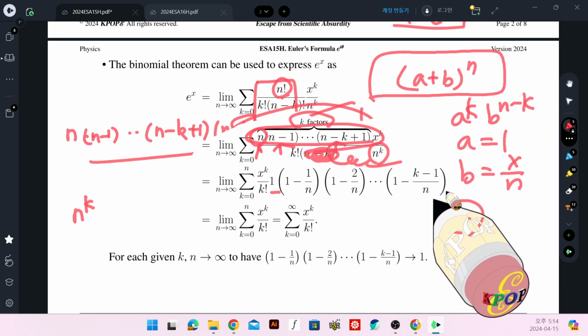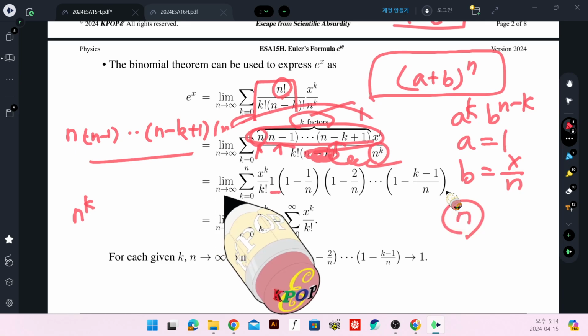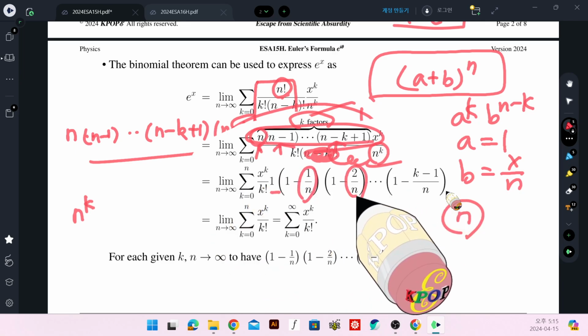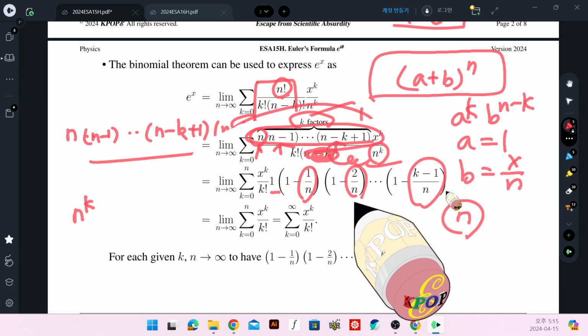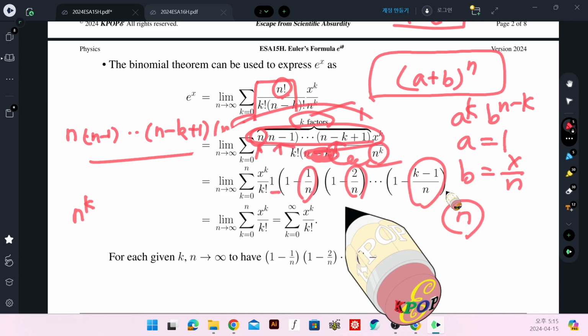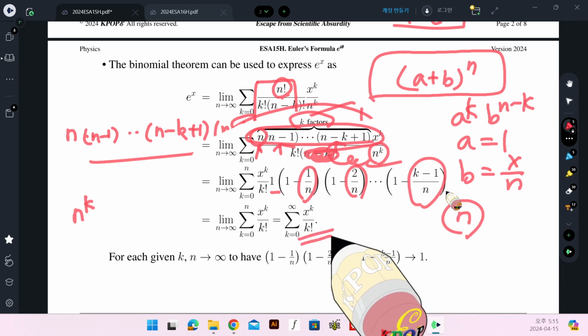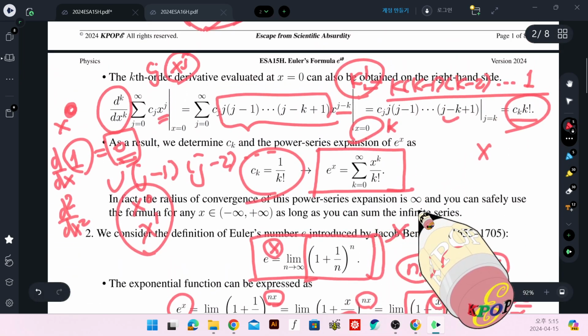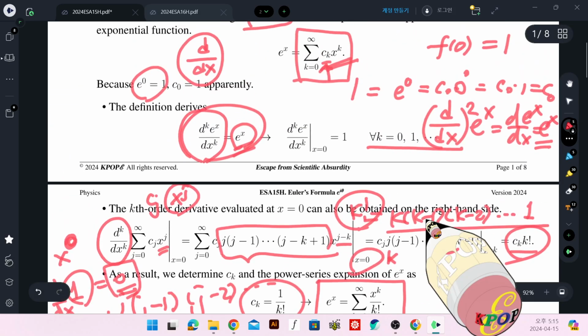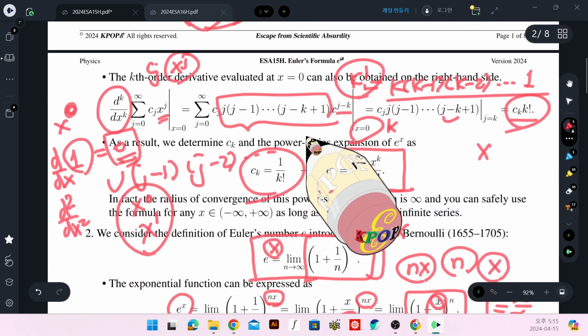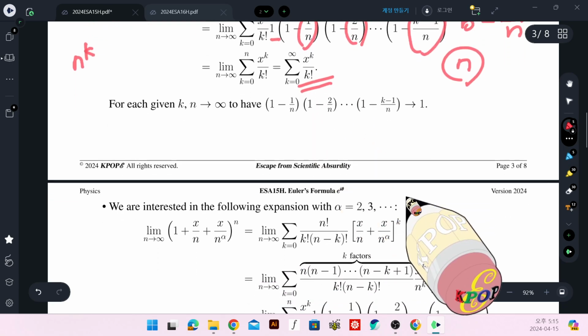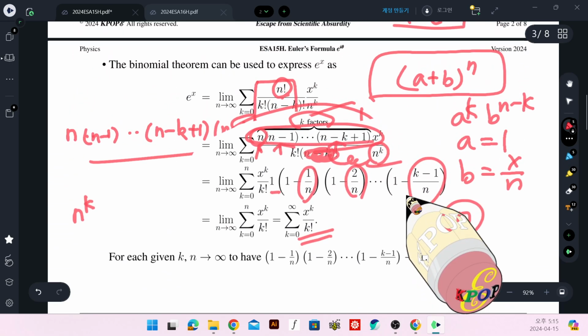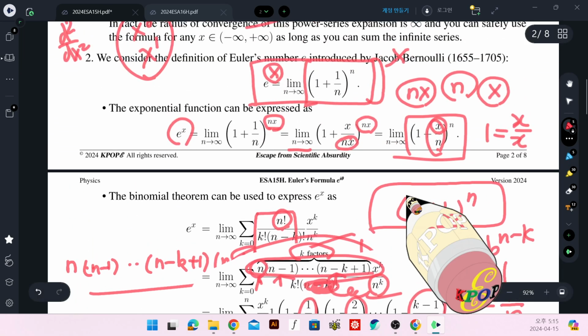k minus 1 over n. In the limit, as n goes to infinity, these contributions are negligibly small, and that does not contribute to the sum. And that is identical to what we have found by solving the constraint equation for the power series expansion of the exponential function. As a result, we have two kinds of expression.